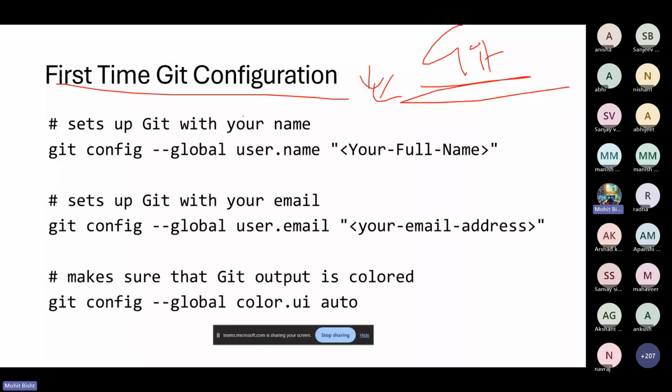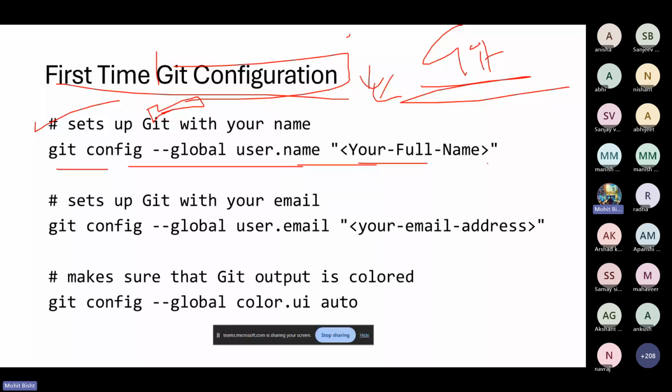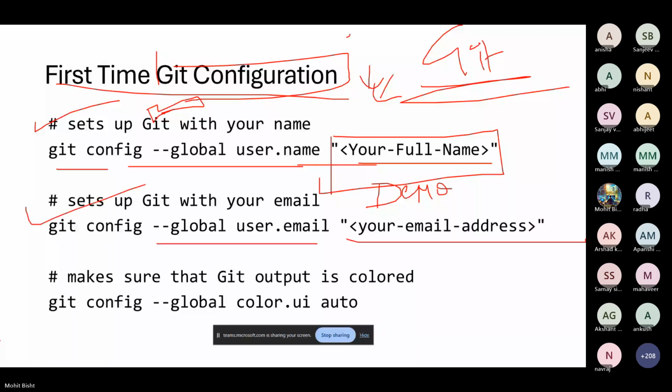So whenever you download, go to Git and open the Git terminal over here, and then write git config --global user.name and your name. So in this first step, you have to write your name. Suppose my name is demo, so I write demo. Then you have to set up your email. Here you have to write your email. Whenever you do this, you will get an output like color.ui auto.